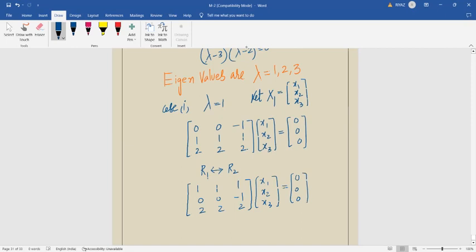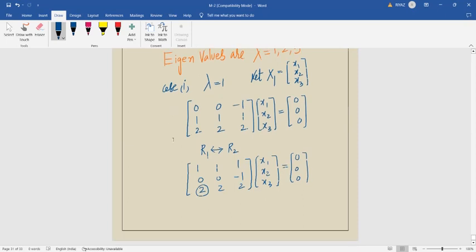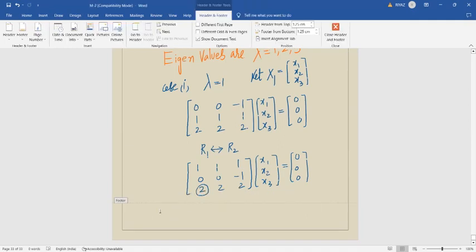Now, our target is to make this element 0. So with the help of R1, we can do it. What can the operation be? Can you tell me that? R2 is equal to R2 minus 2 R1. One minute, yes, R3, sorry. R3 is equal to R3 minus 2 R1.